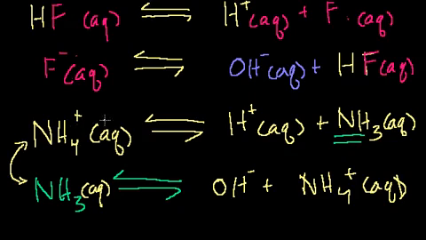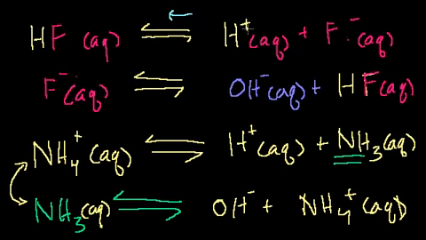Now, you're probably already seeing a relationship here. Ammonium is a weak acid. Ammonia is a weak base. And what's the difference between the two? Just an H, right? And hydrofluoric acid is a weak acid. Just a fluorine anion, a negative fluorine, is a weak base. And what's the difference between the two? They're just a difference of a hydrogen. So let me write that down.